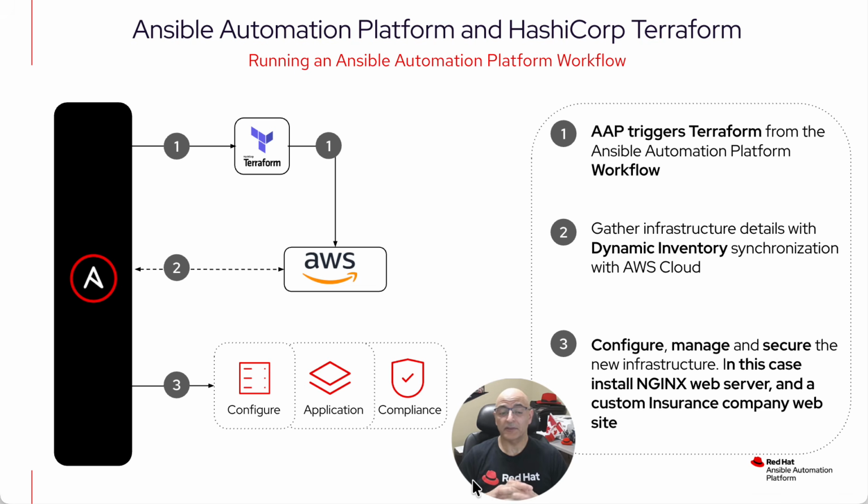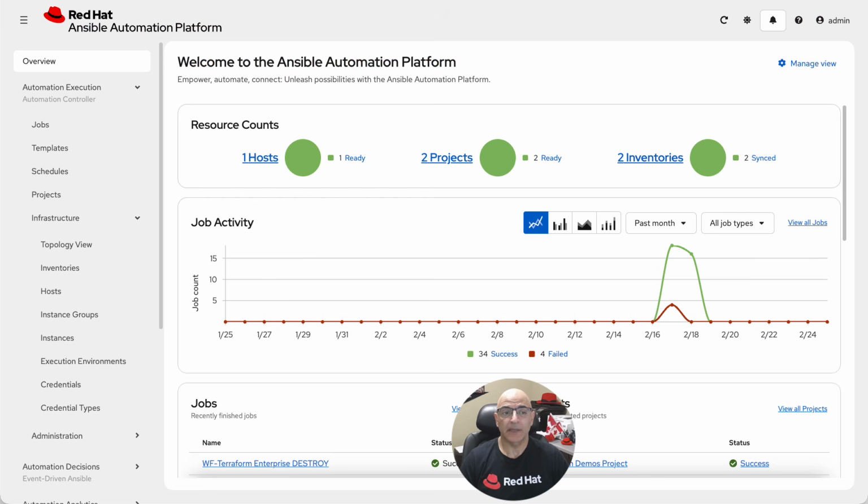In this case, we can do things like configure an application, update an application, perform any compliance tests. But the example here specifically is install an Nginx web server. We will configure that web server and we will lay down a custom insurance company website, and we'll show you the results of that. Here I am in Ansible Automation Platform.